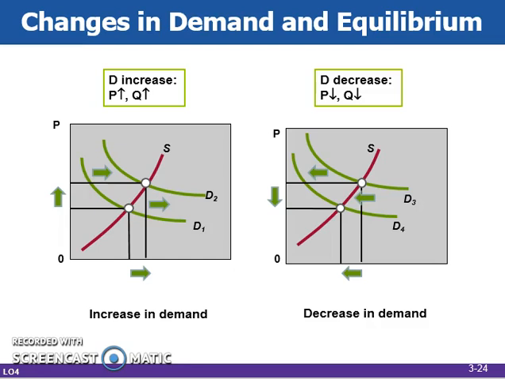As explained in Part 1, determinants of demand other than price, such as change in consumer tastes, cause a shift in the curve. When this occurs, assuming supply remains constant, the equilibrium price is also affected. An increase in demand results in an increase in price and an increase in quantity exchanged. A decrease in demand results in a decrease in price and a decrease in the equilibrium quantity.